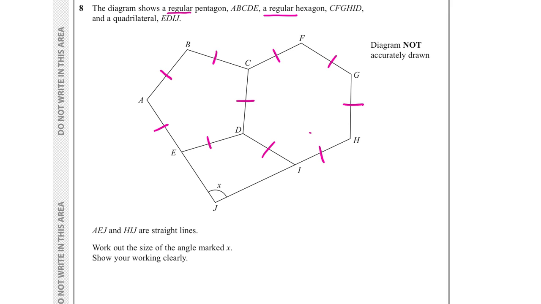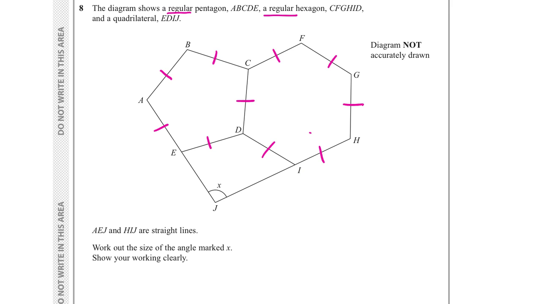Now in this case, because the pentagon and the hexagon share a side, that's how we know that each of these is the same length. I don't know if the question requires this yet, but I'm just writing down what I know. And then the quadrilateral. Did it say the quadrilateral was regular? Did it say it was a rectangle or anything like this? No, so we don't know anything about this.